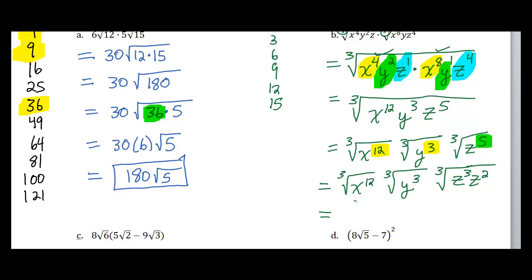Now, all of my perfect stuff, I'm going to take the cube root of. So remember, when we take the cube root, we divide the exponent by 3. So that's giving me x to the 4th. 3 divided by 3 is 1 times y, and 3 divided by 3 is 1 again times z. And this z squared is going to be left under my radical. So that would be the cube root of z squared. And this is my simplified solution.